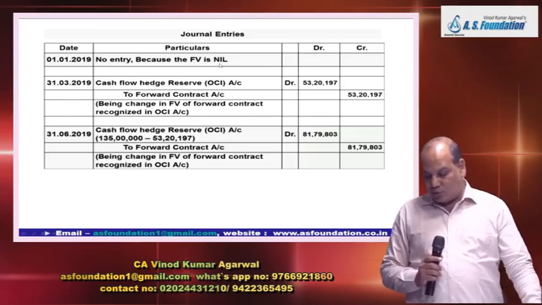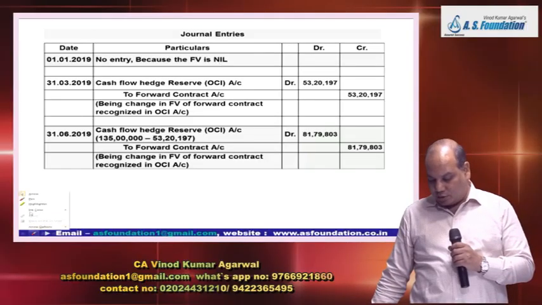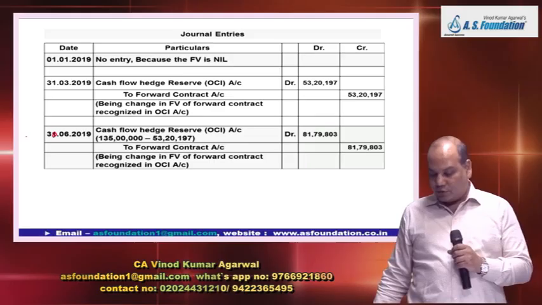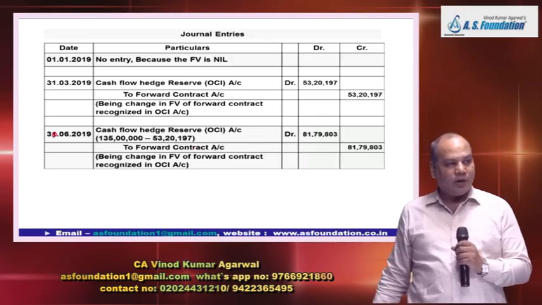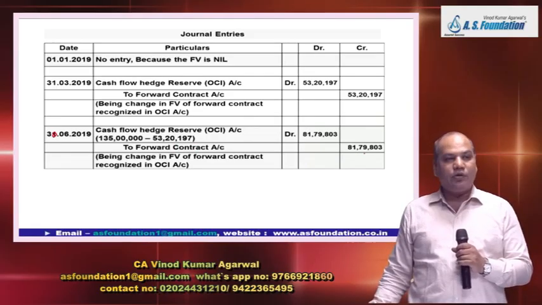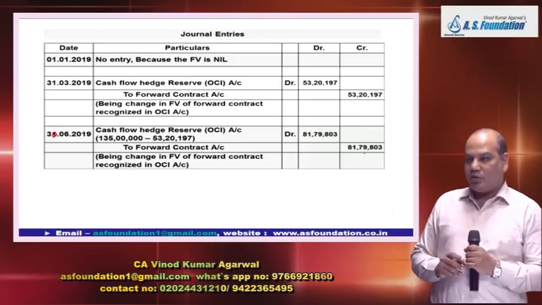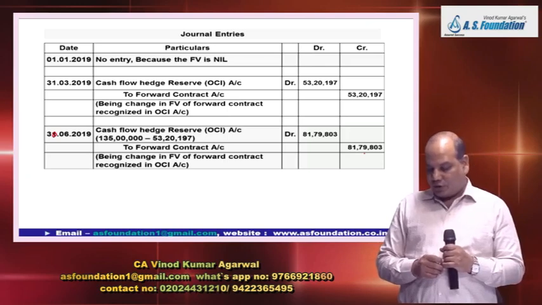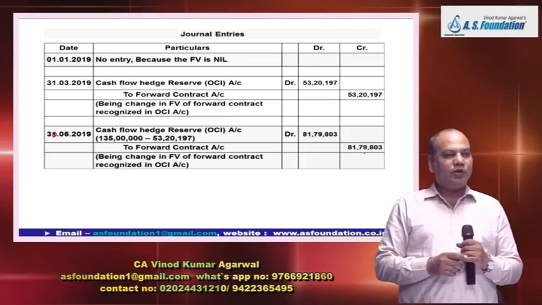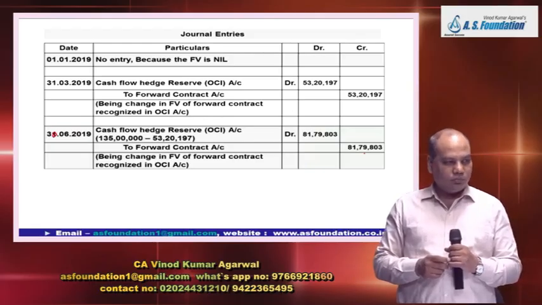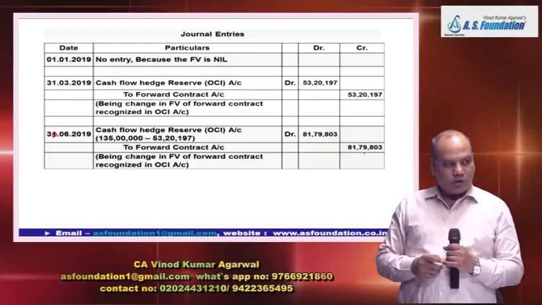And then again come to 30th June 2019, cash flow hedge reserve account debit, in bracket take the difference. You have total loss of 1 crore 35 lakh, already recognized 5320 197. To forward contract, is it 8179,803? Being change in fair value of forward contract recognized in OCI account. Right?